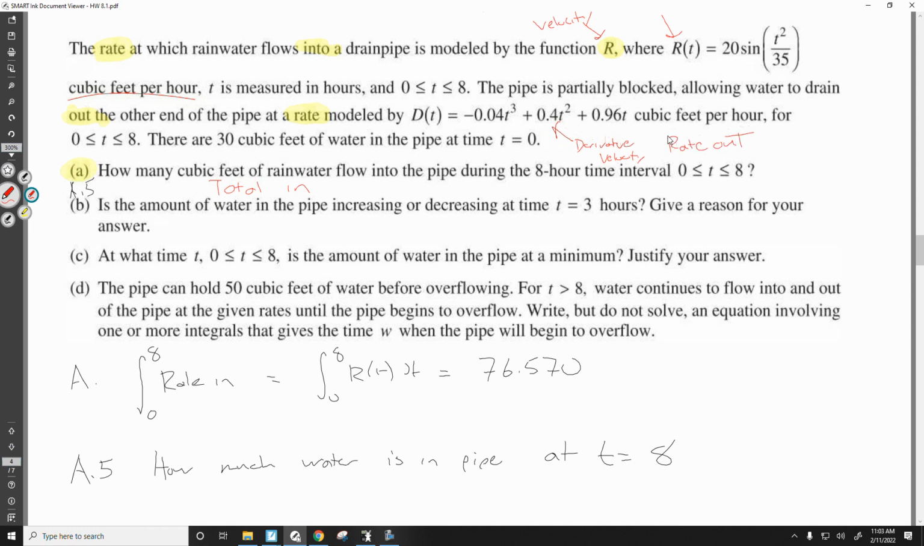I'm used to just giving the velocity. Here's my velocity. Now I'm giving 2 velocities. Okay, so that looks a little different. Sure. What else do I know? Oh, I started with 30 cubic feet of water.